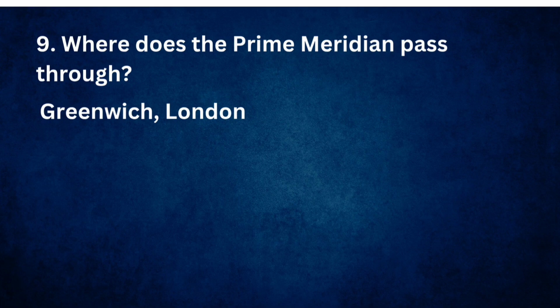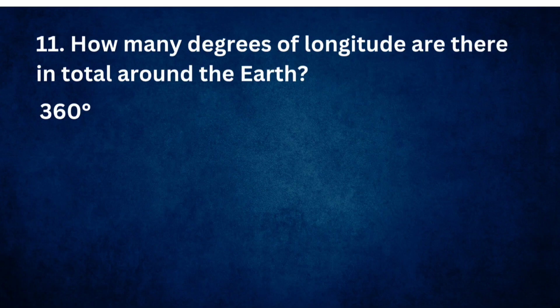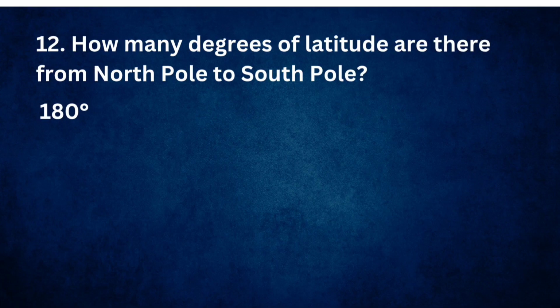Where does the prime meridian pass through? Greenwich, London. What is the longitude of the prime meridian? 0 degrees. How many degrees of longitude are there in total around the Earth? 360 degrees. How many degrees of latitude are there from North Pole to South Pole? 180 degrees.